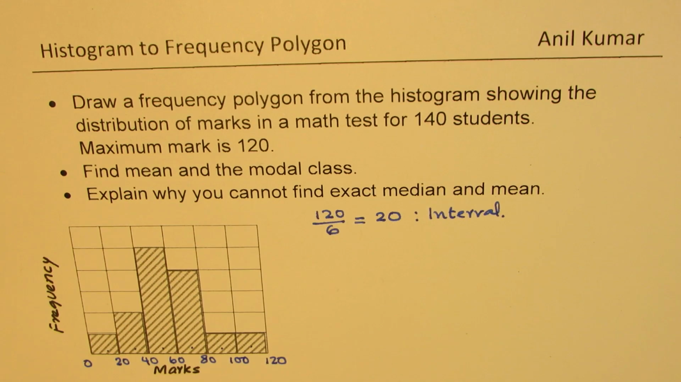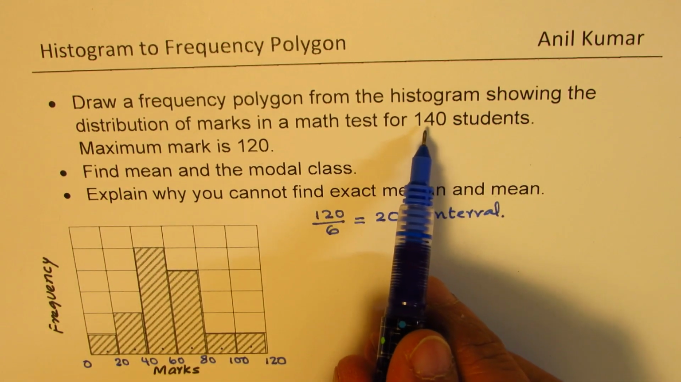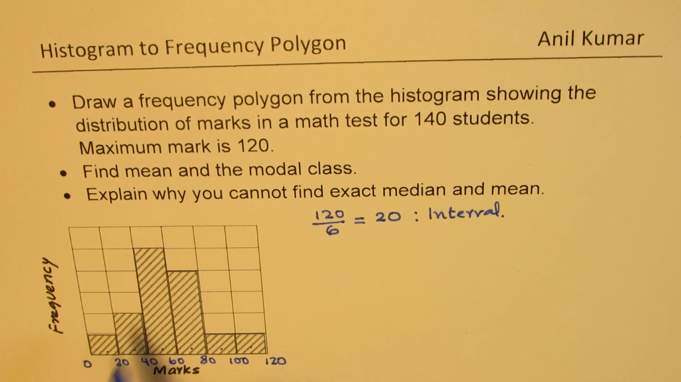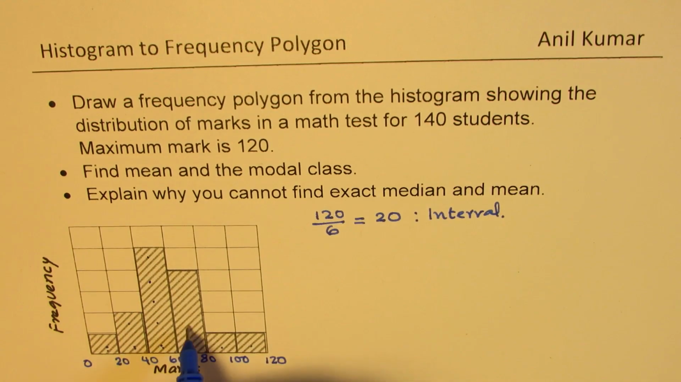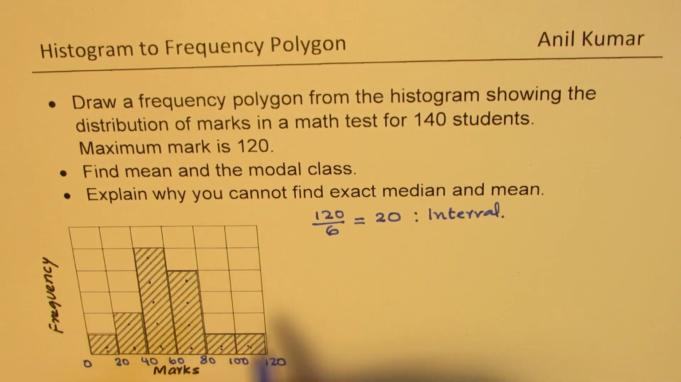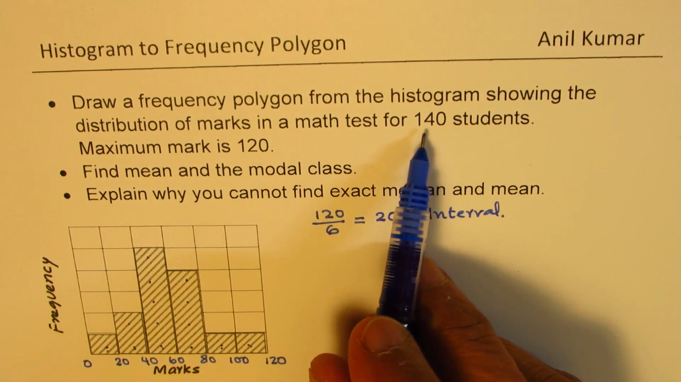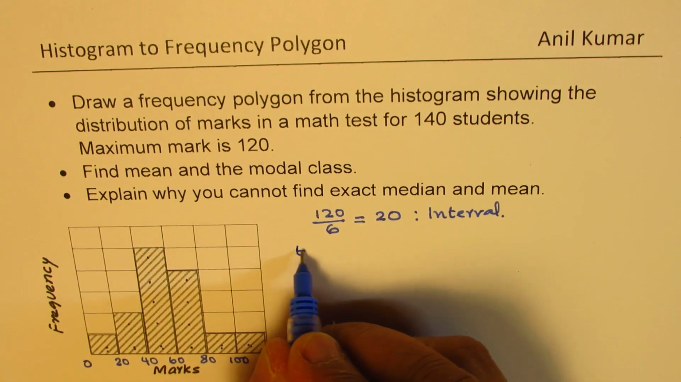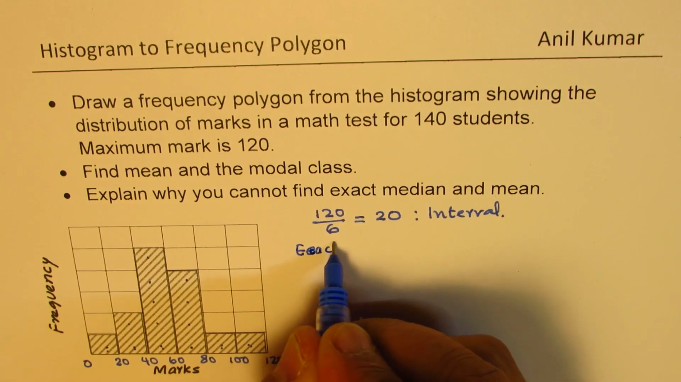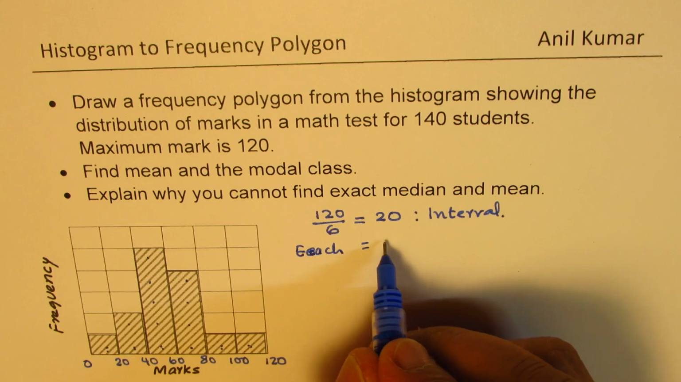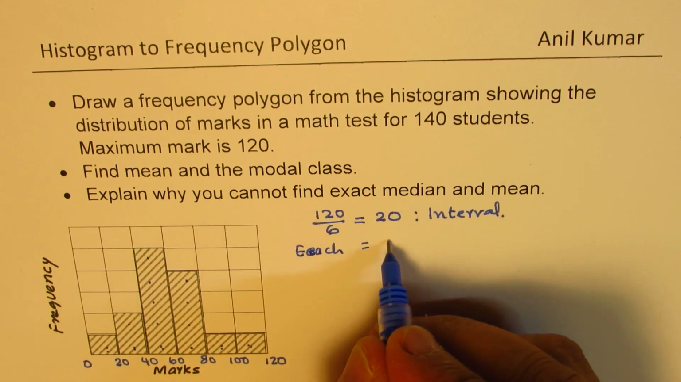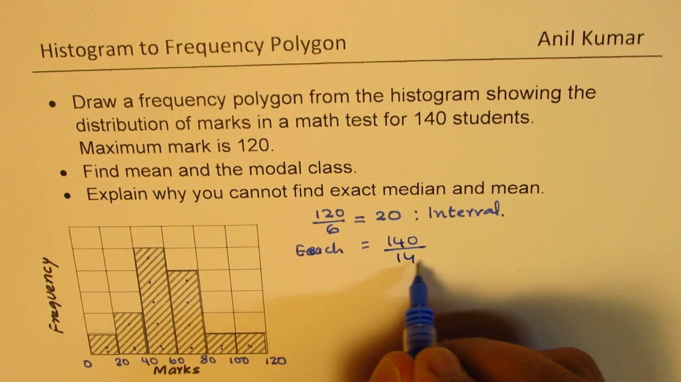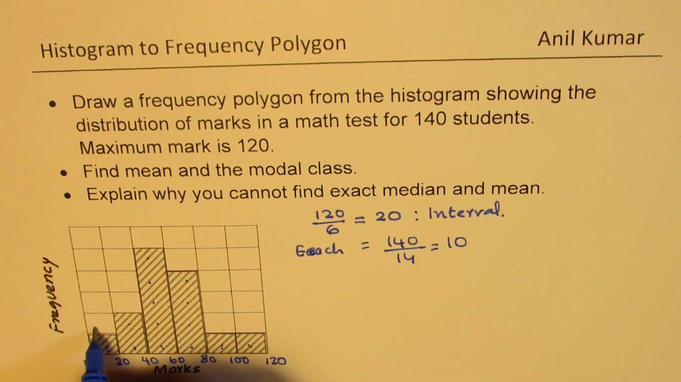Perfect. Now on the vertical side, we know that the total number of students is 140. So let's count the boxes: 1, 2, 3, 4, 5, 6, 7, 8, 9, 10, 11, 12, 13, 14. So we have a total of 14 boxes, right? And the number of students is 140. So each box will be how much? The total has to be 140, so we divide 140 by 14, and we get 10. So this vertical scale is 10.